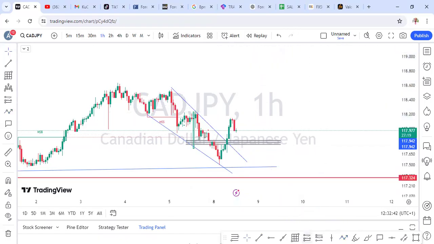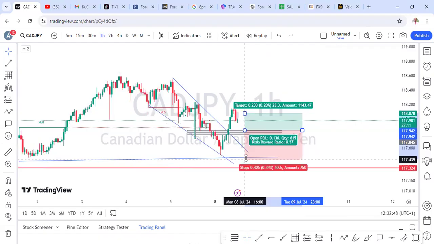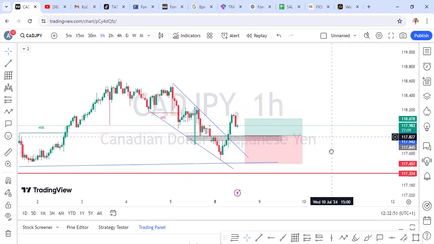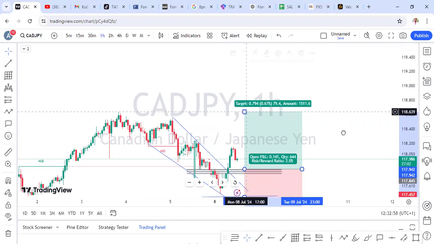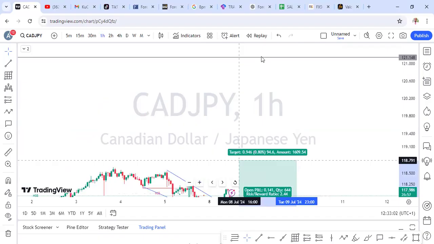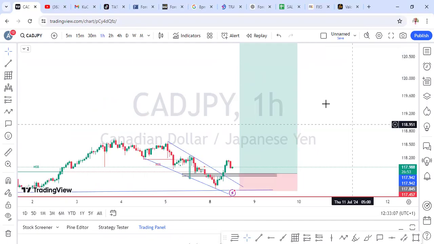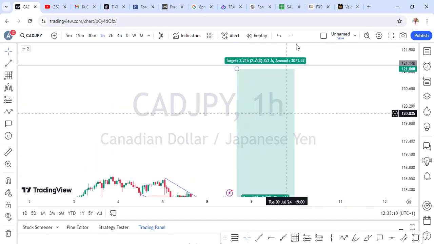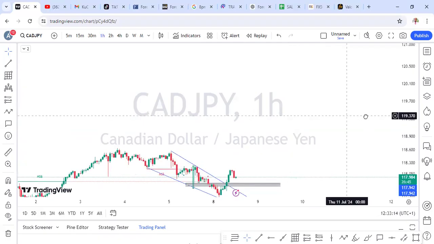CAD JPY. If you are buying CAD JPY from here, I'm just analyzing, you know where you want to buy. Your stop loss is 40 pips. You can target 2 to 1, maybe this high, that's a 2 to 1, which is 79 pips. Or you continue to swing back to the top. I don't know how long it will take us to get here, but that is where I'm seeing CAD JPY going. So I love the setup.